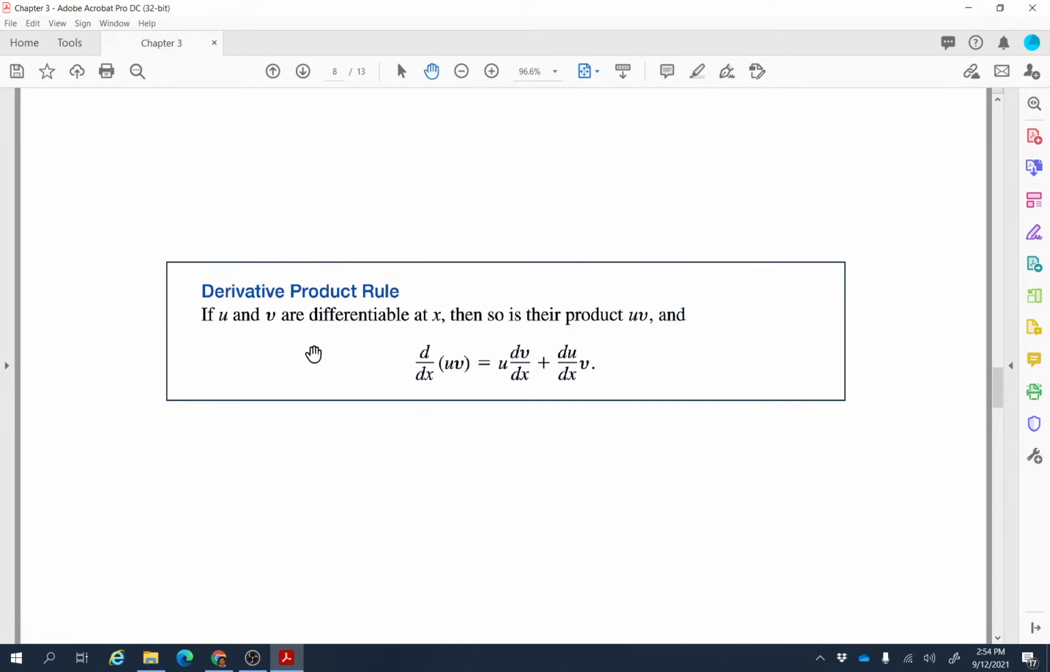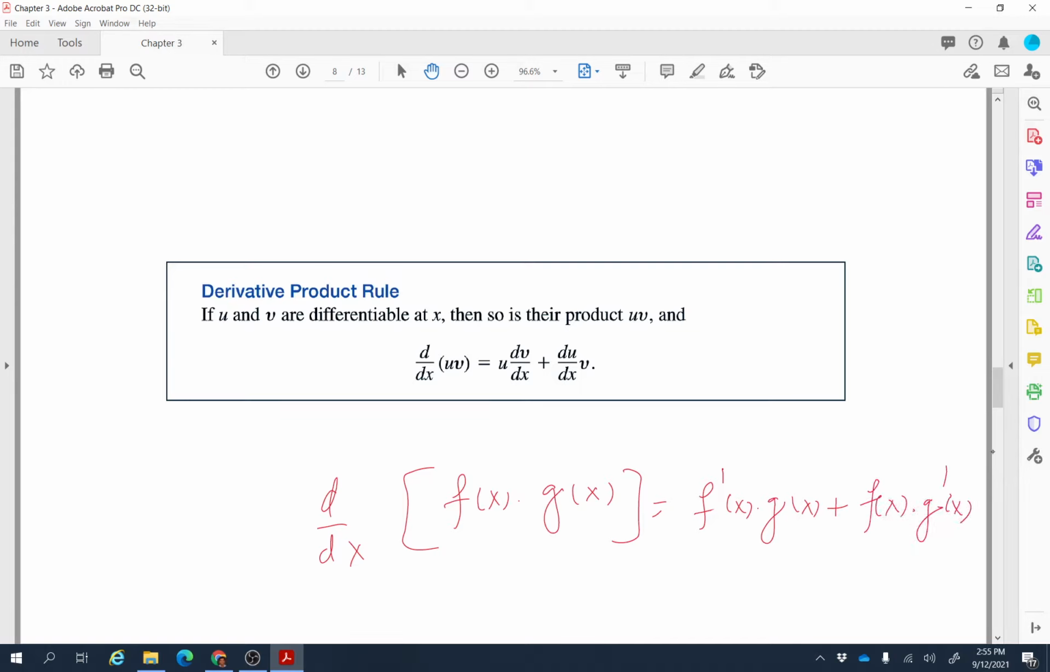Now, this is a very important rule called the product rule. You see the product of functions. Let's say there is a function f of x and a function g of x. If you want to find the derivative of this product, then the derivative would be: find the derivative of the first function, leave the second function, plus leave the first function and find the derivative of the second function. The derivative of the product is not the product of the derivatives. It's this rule. This is called the product rule.